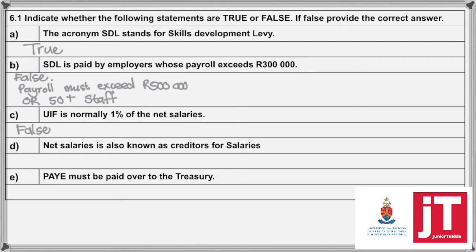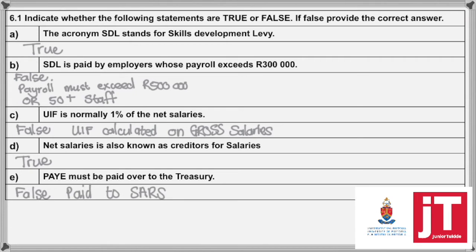UIF is normally 1% of net salaries. That's false. It must be gross salaries. So UIF is calculated on the gross salary. Number D, net salaries is also known as creditors for salaries. And that is correct because the net salary is paid to the employees and they become then creditors. And lastly, pay as you earn must be paid to the treasury. That's false. The treasury does not receive any taxes. It must be paid to SARS, the South African Revenue Services.